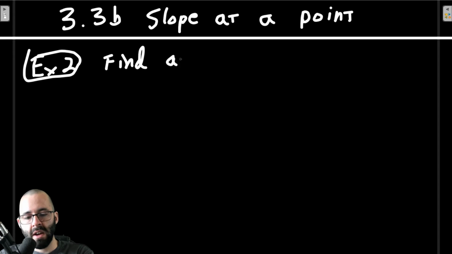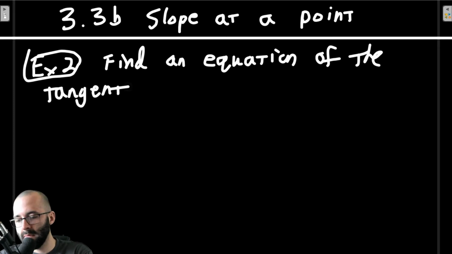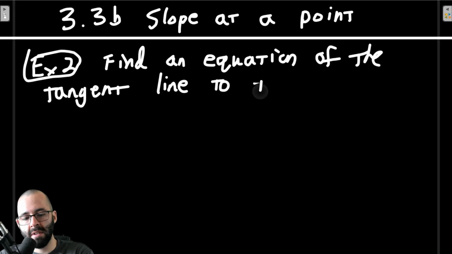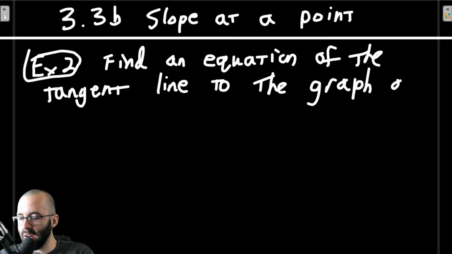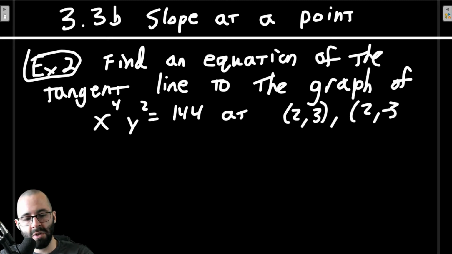Find an equation of the tangent line to the graph of x to the fourth y squared equals 144 at (2, 3) and (2, -3). So this is not a function. If we solve for y, we'd get a plus or minus. Certainly don't want to take the derivative of a plus or minus.